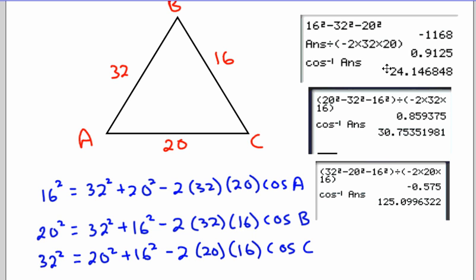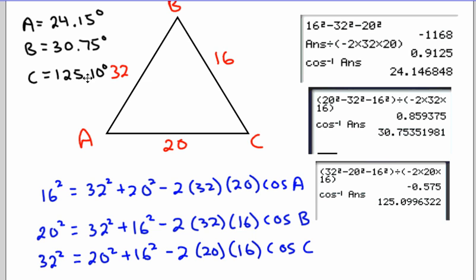All right, we got, let's see, I'll write it in black here. We got angle A is 24.15 degrees. Angle B is 30.75 degrees. And angle C turned out to be 125.10 degrees. All right, we did it with the law of cosines the whole way.